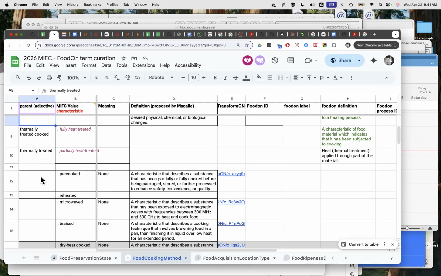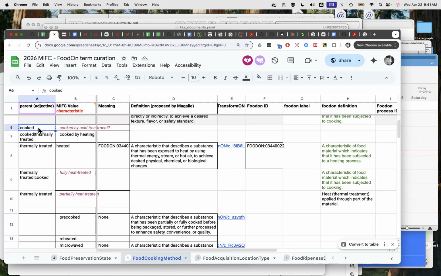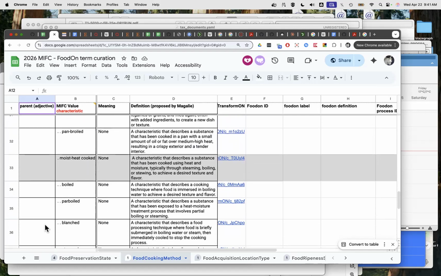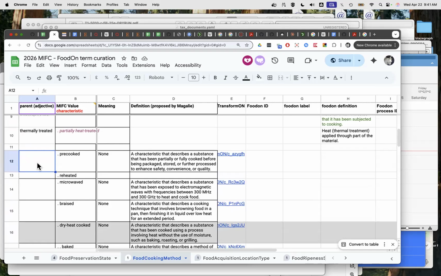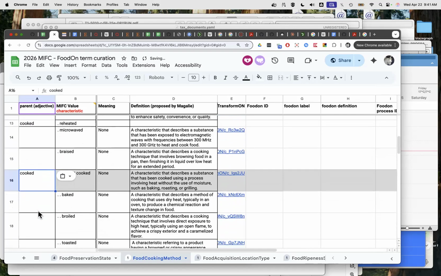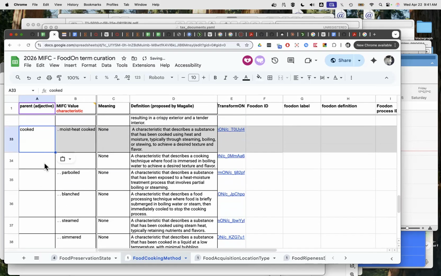Treated for sure. Then we can start with everything here being a child of cooked at the top level. I don't know about microwaves necessarily, but dry heat cooked. And these are parent terms for all of these other ones.